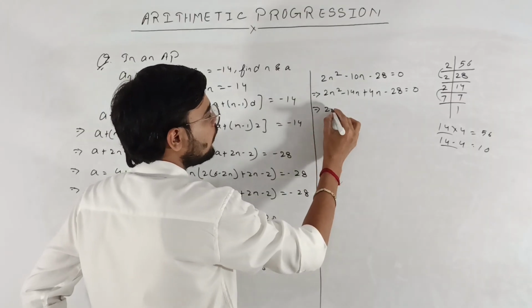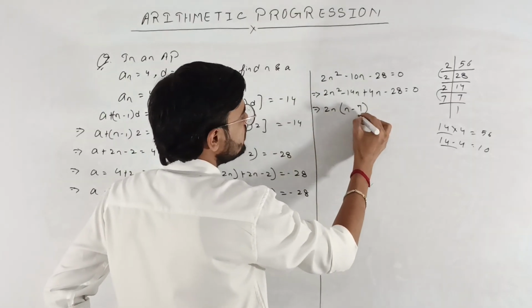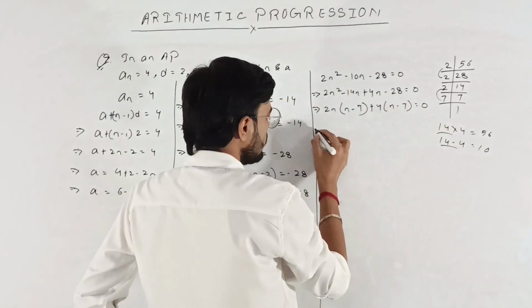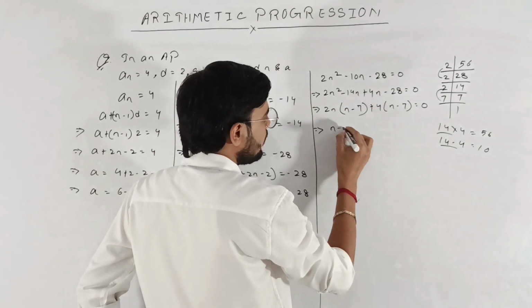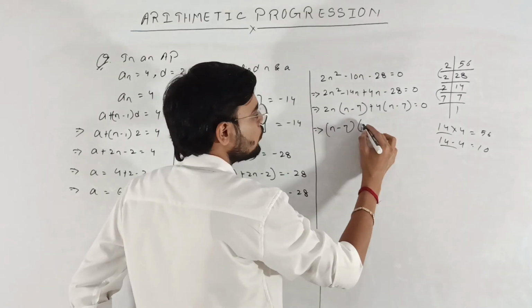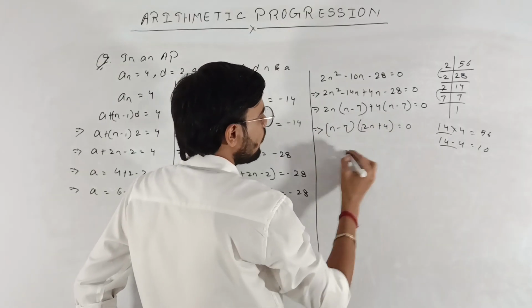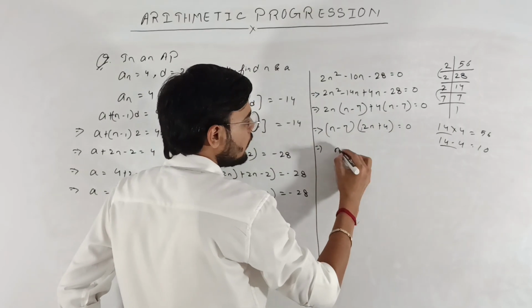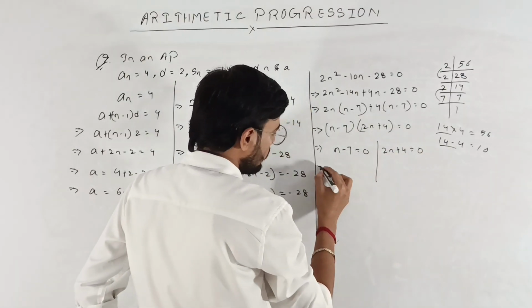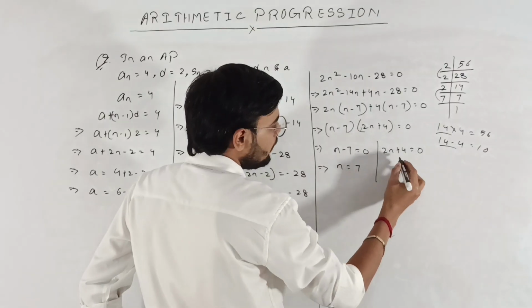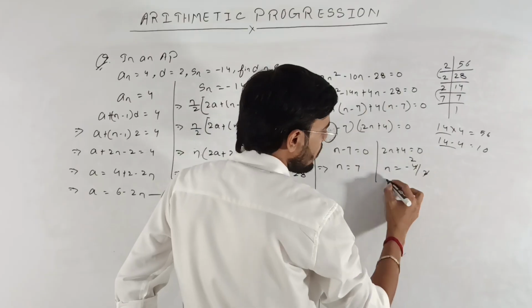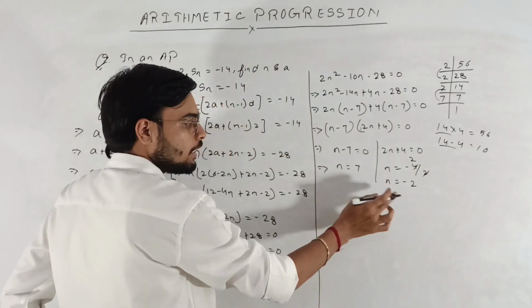Now from these two I take 2n common, then we have left n minus 7. Now from these two we take 4 common, then we have left n minus 7 is equal to 0. Now n minus 7 is common, and we have left 2n plus 4. 2n plus 4 is equal to 0. Now we have two values of n. First is n minus 7 is equal to 0. Second is 2n plus 4 is equal to 0. Now from here n is equal to 7, and from here n is equal to minus 4 upon 2, which is equal to minus 2. Now one n is 7 and the other n is minus 2.